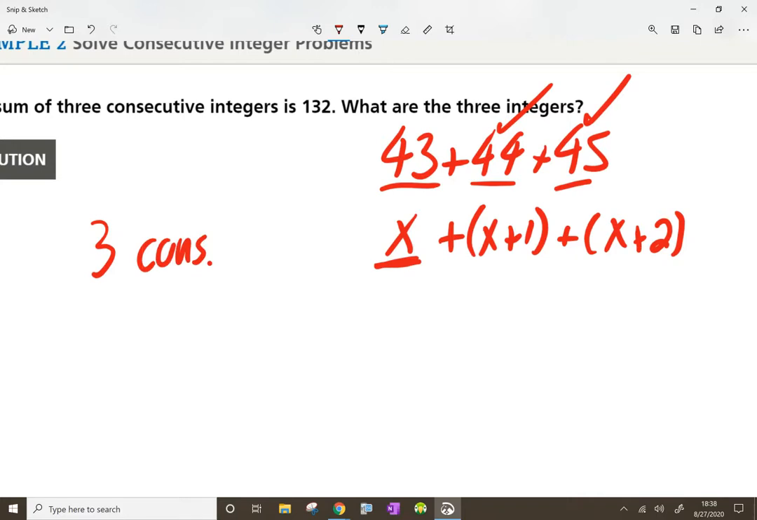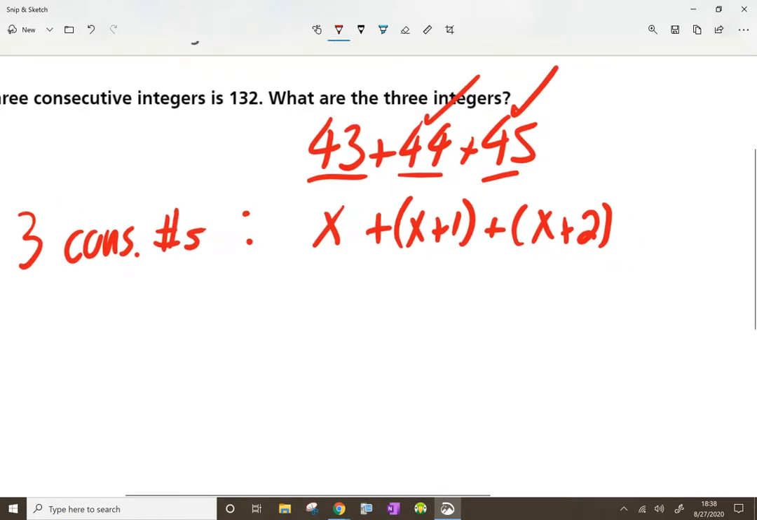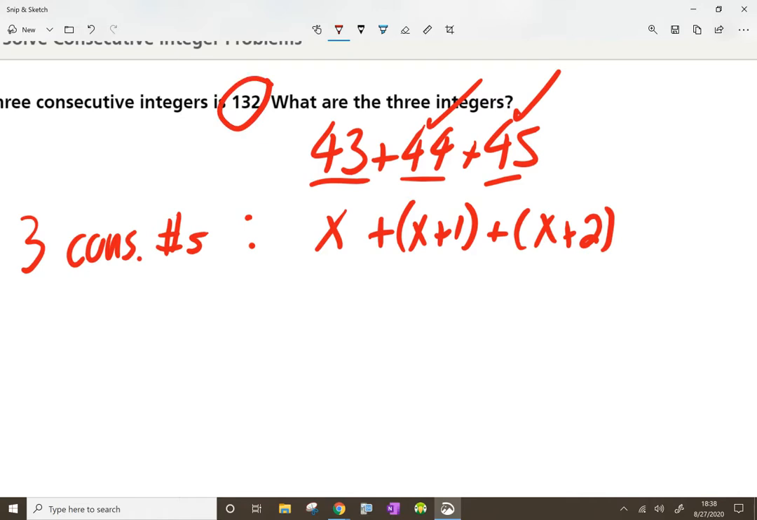I would write it as x, because remember, the idea is I don't know what the numbers are. I only know these because I guessed and checked. But remember, you have to think about this problem. I'm going to show you how to solve this problem as if we didn't know. So if we didn't know, then we would call the first number x. We'd call the second number x plus 1, because it's one number after x. And I'd call this third number x plus 2, because it's two numbers after x. So this is how I would set it up. And since this one wants to equal 132, I would set this equal to 132. And from there, I will solve.